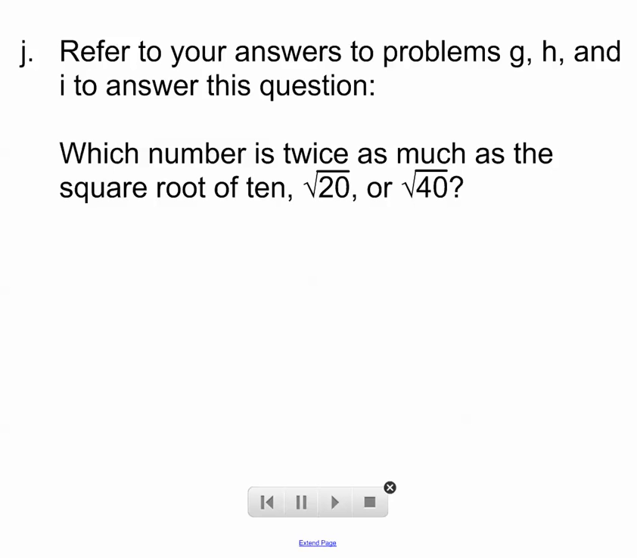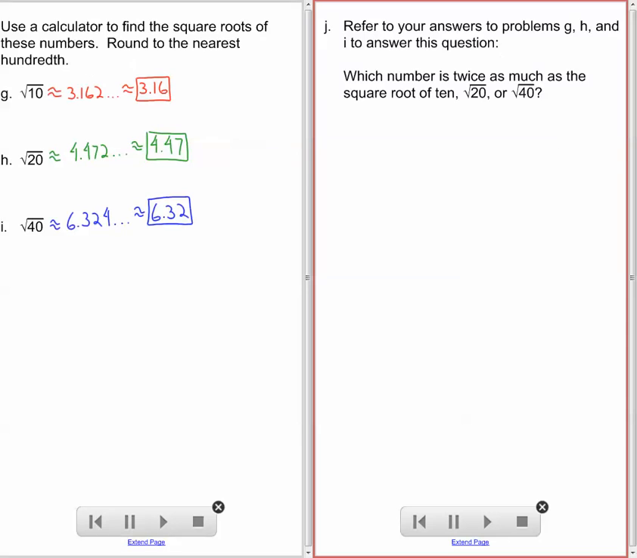All right, and lastly, let's refer to our answers in problems G, H, and I to answer this question. Which number is twice as much as the square root of 10? Square root of 20 or the square root of 40? Well, let's take a look at that last one. Square root of 10 was 3.16. Which is twice as much? Well, twice as much as 3 is 6. So twice as much as the square root of 10 has got to be the square root of 40.